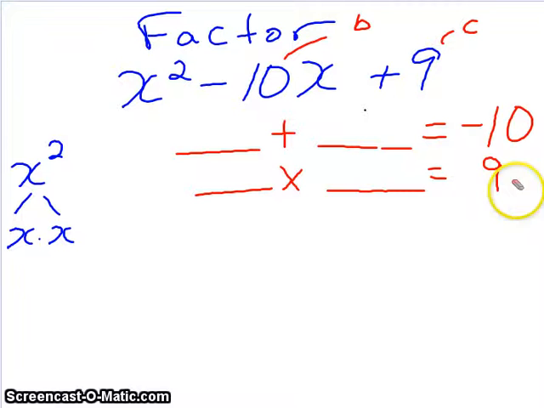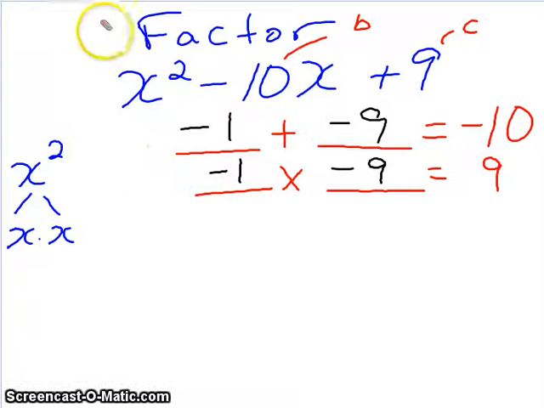So I look for anything that will multiply together to give me 9, but when I add them, I get negative 10. So I can try different things. I can try 3 and 3, negative 3 and 3, and eventually I hopefully will come to negative 1 times negative 9 gives me positive 9, and negative 9 plus negative 1 actually sums to negative 10. So lo and behold, I have my factors.